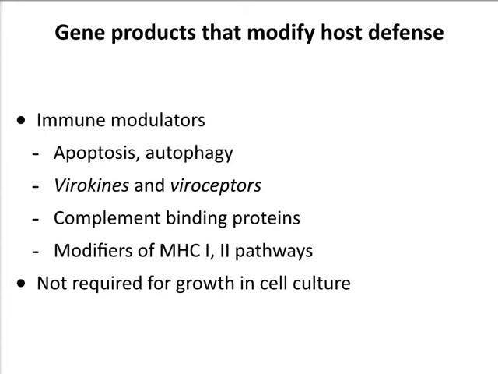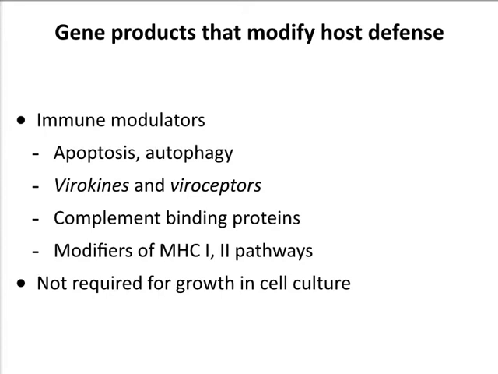When people started making mutations and looking for attenuated viruses, these are the genes they found. If you knock out a viral protein that modifies MHC2, then the immune response has the upper hand. The virus can't overcome antigen presentation. So these are virulence determinants for sure. The interface between the virus and the immune system is absolutely critical for virulence. And by taking out these genes, we alter that.